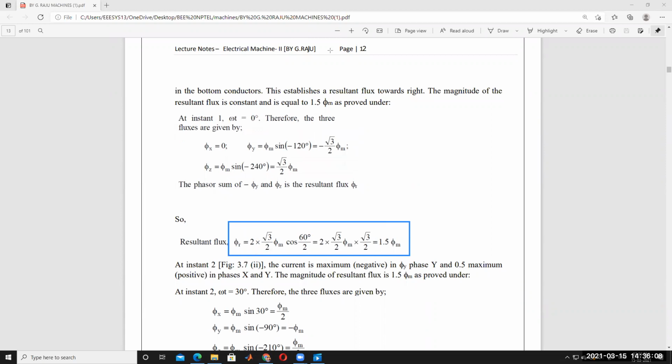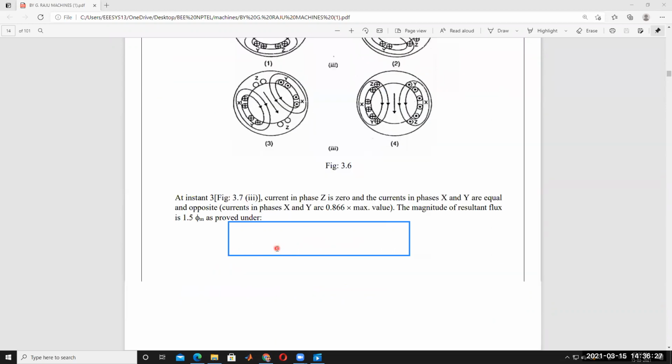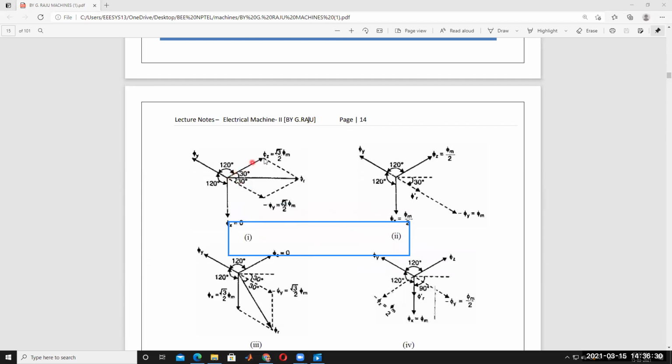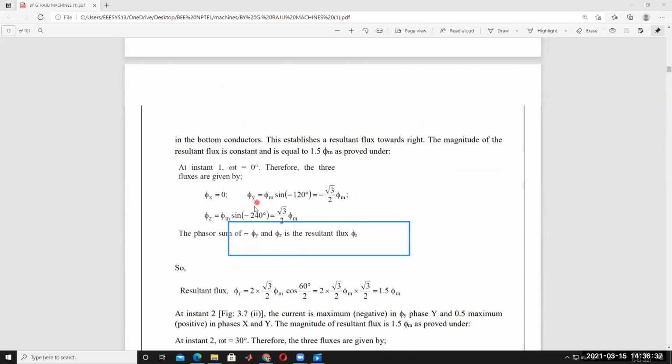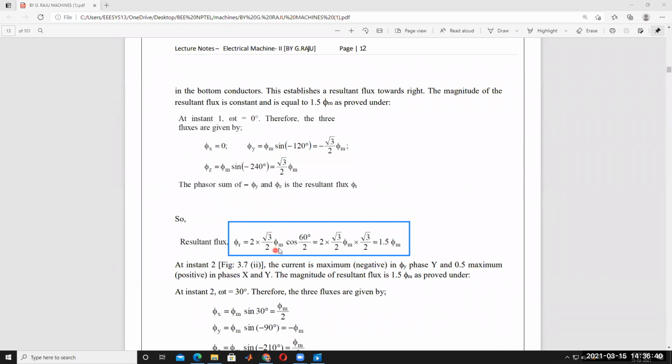Start to consider. Phi r is equal to 2a cos alpha by 2, that is cos theta by 2 otherwise. The resultant flux, according to the parallelogram, you know well. So the distance of phi r is 2 into root 3 by 2 phi m. So this length is root 3 by 2, and the angle between these two is 60 degrees. So that is root 3 by 2 phi m into cos of 60 by 2. So we will get 1.5.